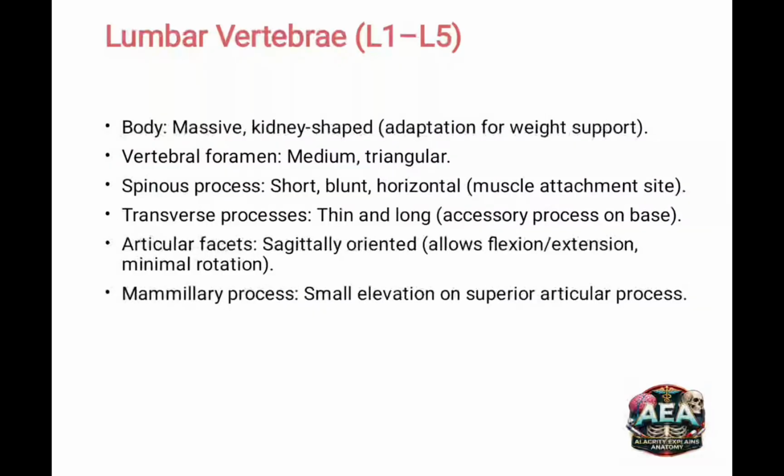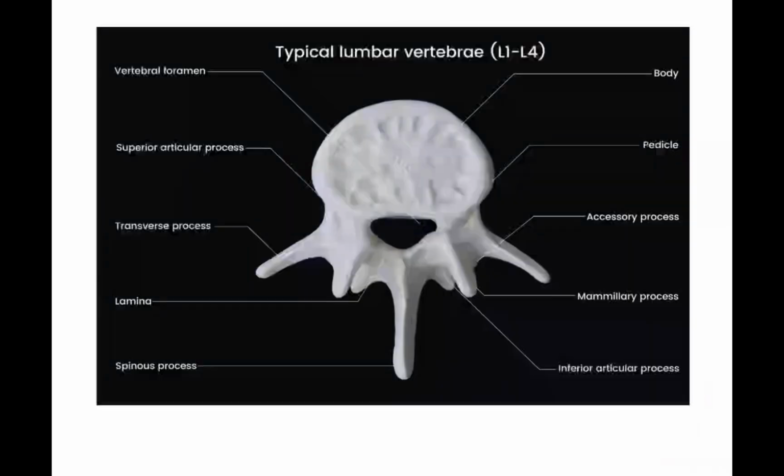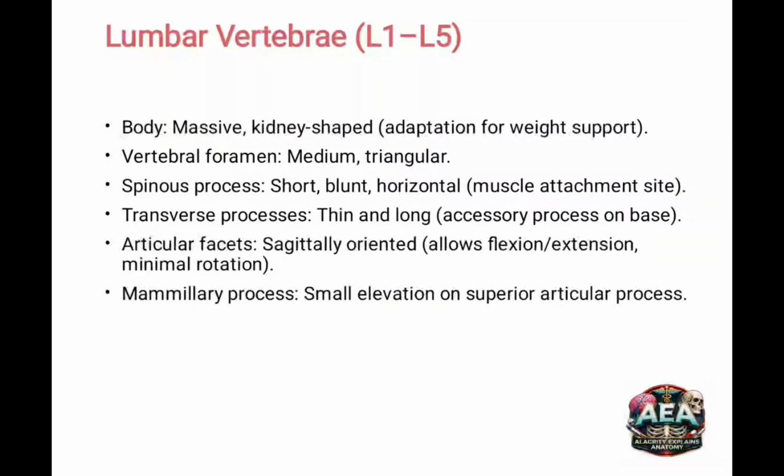So moving to the lumbar vertebrae, it has a body. Now here we don't have typical and atypical. We have a body which is massive and kidney shaped. Don't forget, the body of lumbar vertebrae is kidney shaped. We have a vertebral foramen. We have a spinous process which is short, blunt and horizontal. We have a transverse process which is thin and long.